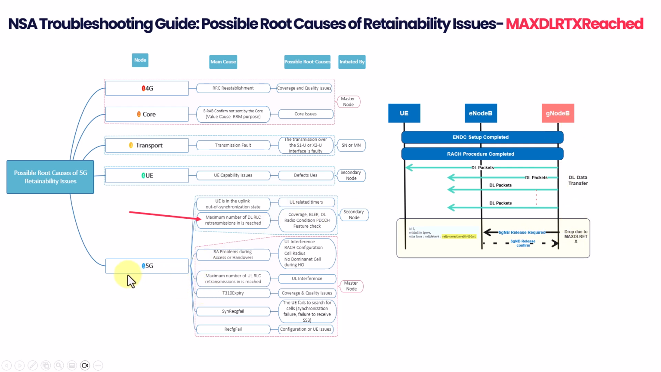Now the next one is also about the 5G. There are many causes here, and all these causes will be triggered by the master node B through the UE.